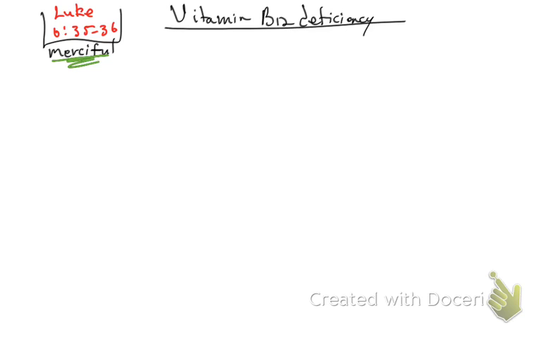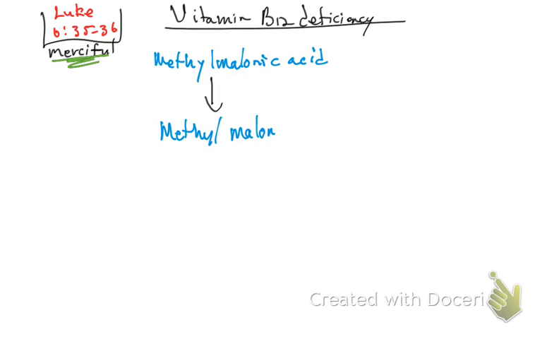So for example, if you have methylmalonic acid, this methylmalonic acid needs to go to a place. Where do you think this methylmalonic acid is going to go? This methylmalonic acid needs to go to methylmalonyl CoA. Then this methylmalonyl CoA needs to go to another place, to succinyl CoA.